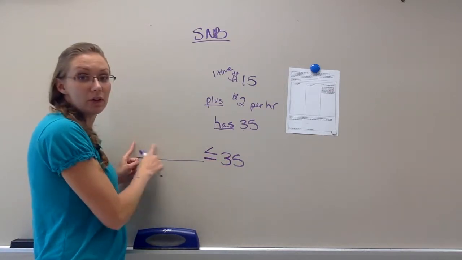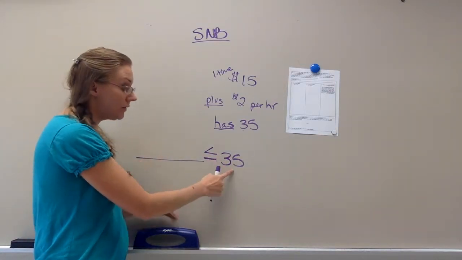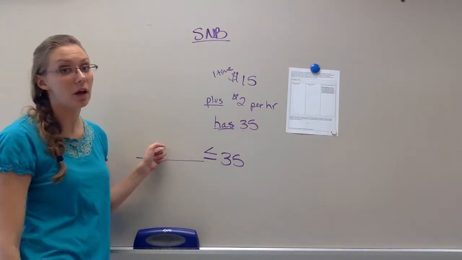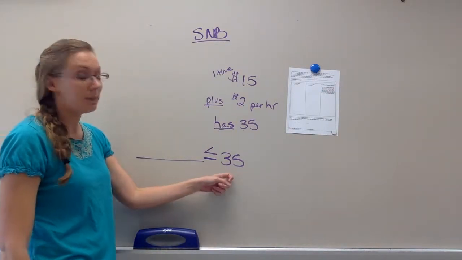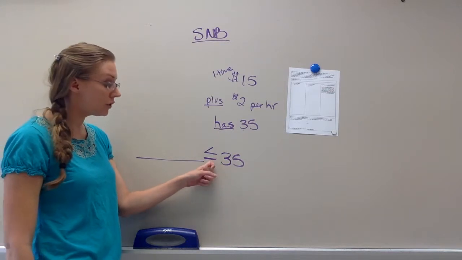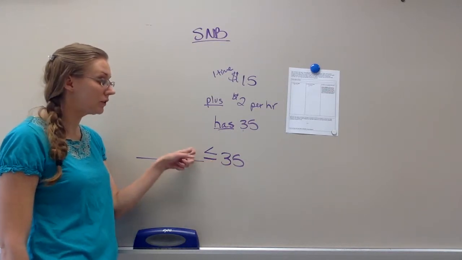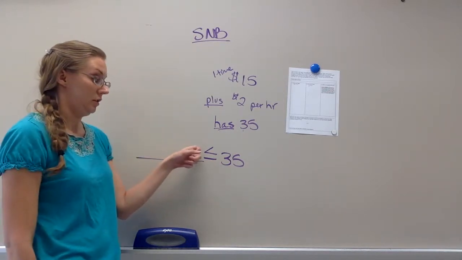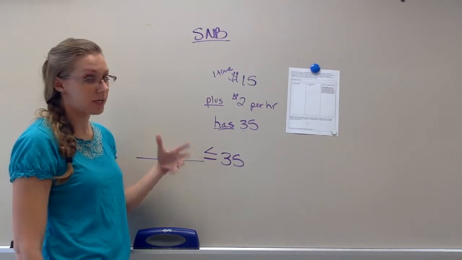This can never be bigger than it. If all he has is $35, he can't charge up $38 worth of fees and then not be able to pay for it. The most it can be is 35, which is why we have the equals, and our amount of charges can be less. It doesn't have to be exactly.